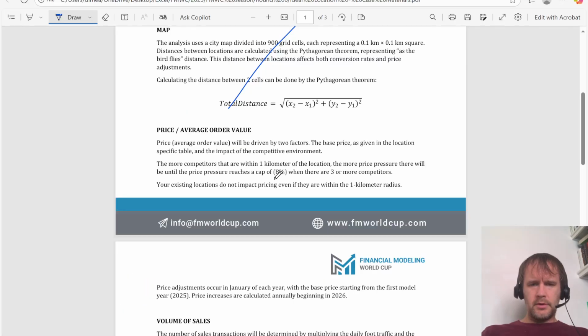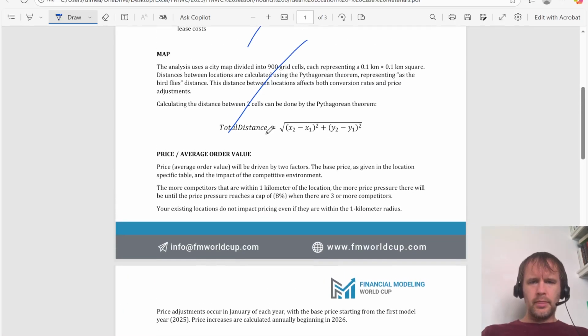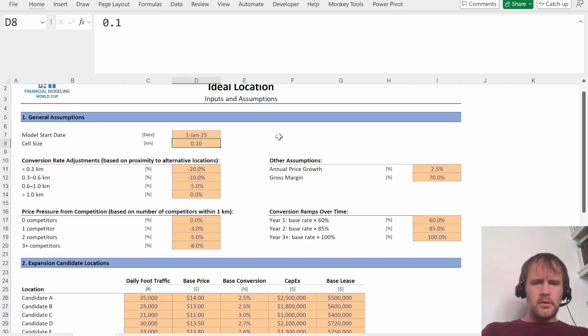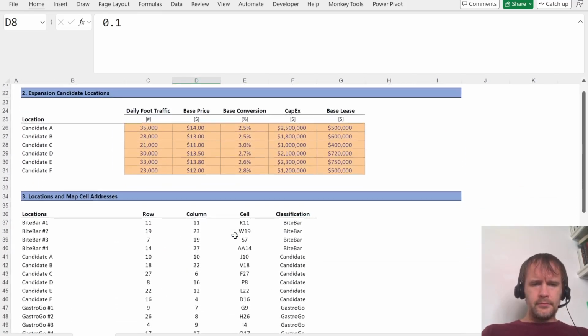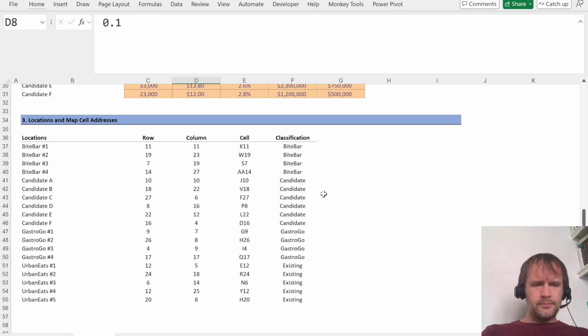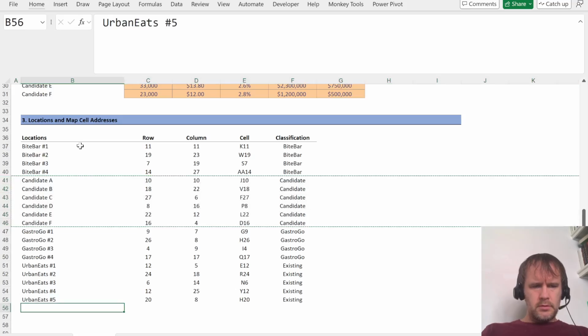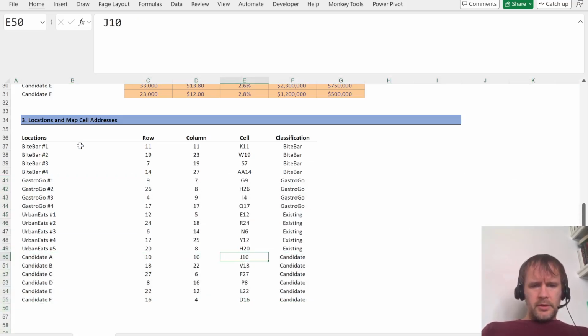Okay, let's read a little more carefully. 0.1 by 0.1, yes. Okay, yeah, fine. Okay. Sorry, byte bar, or beats, yes. Okay, fine. So let's put these at the bottom. We're off to a bad start.